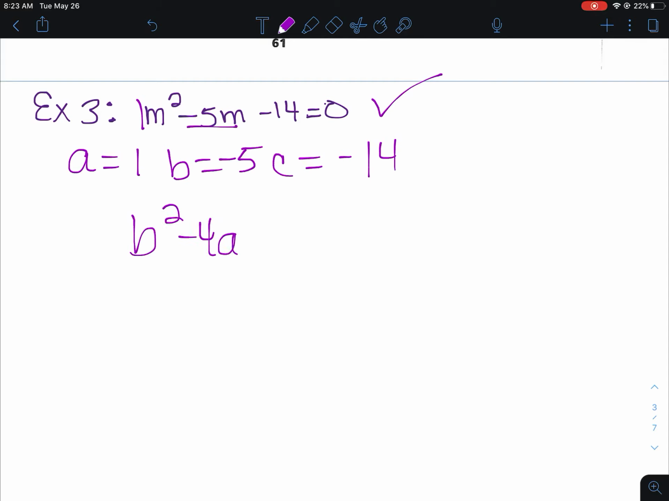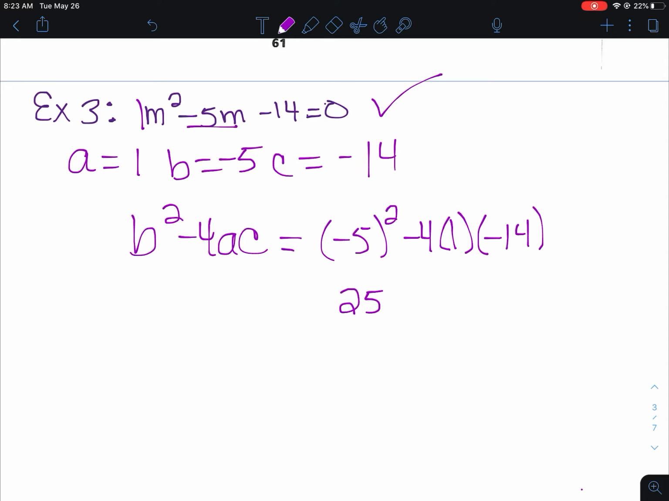I said to do your discriminant first. It was a really big B, but we'll go with it. So we have negative 5 squared minus 4 times a, which is 1, times c, which is negative 14. So negative 5 squared, remember, anytime you're squaring something, it has to turn positive. If you put it in your calculator without the parentheses, then it won't do that. But you want to make sure you have those and that you know mentally it's always supposed to be positive. And then negative 4 times 1 is negative 4. And negative 4 times negative 14 is positive 56.